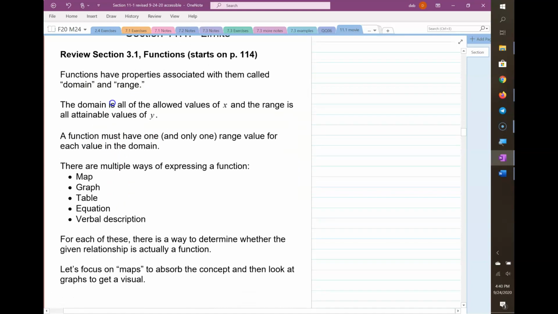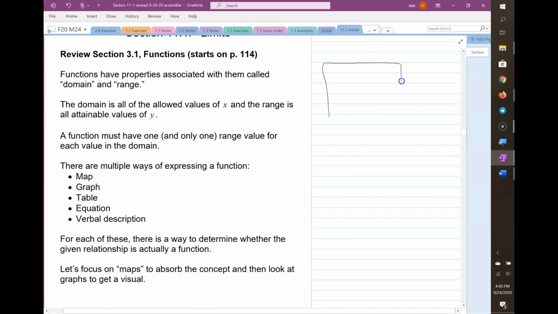Back to section 3.1 and do a quick review of functions. It starts on page 114 if you want to go back and look in the book and get a thorough review. This is going to be a pretty quick review. So functions have properties associated with them called their domain and range.